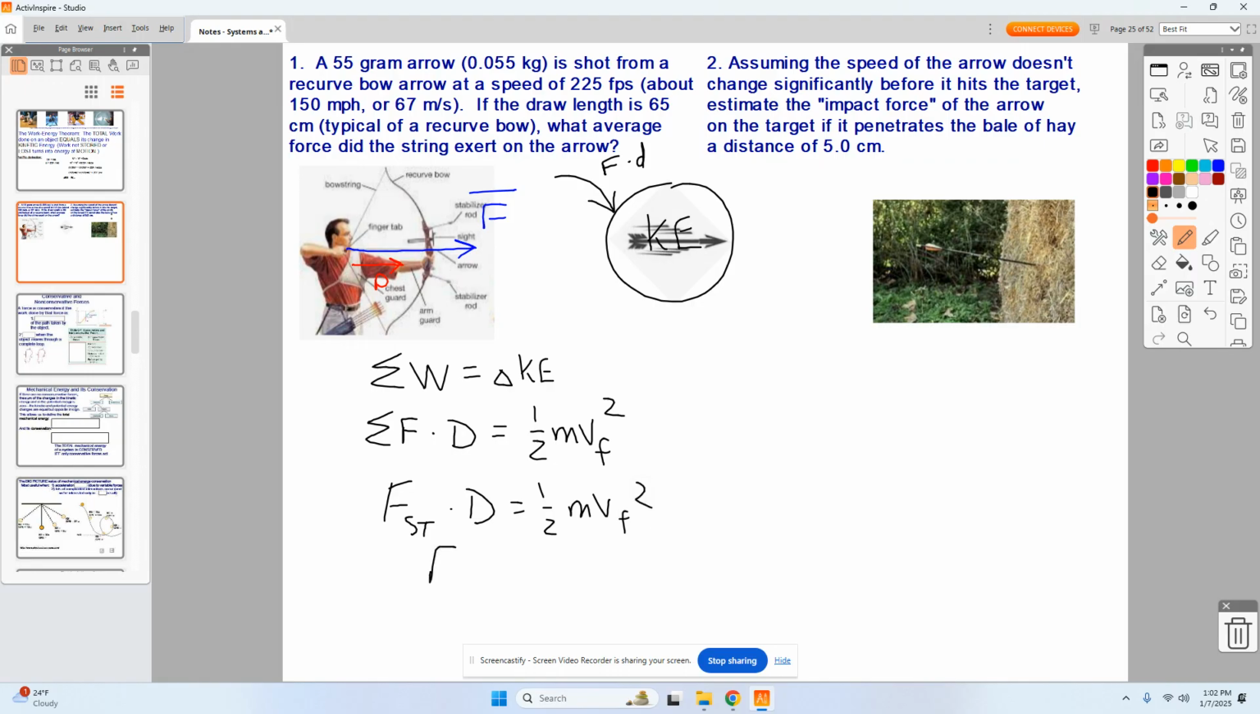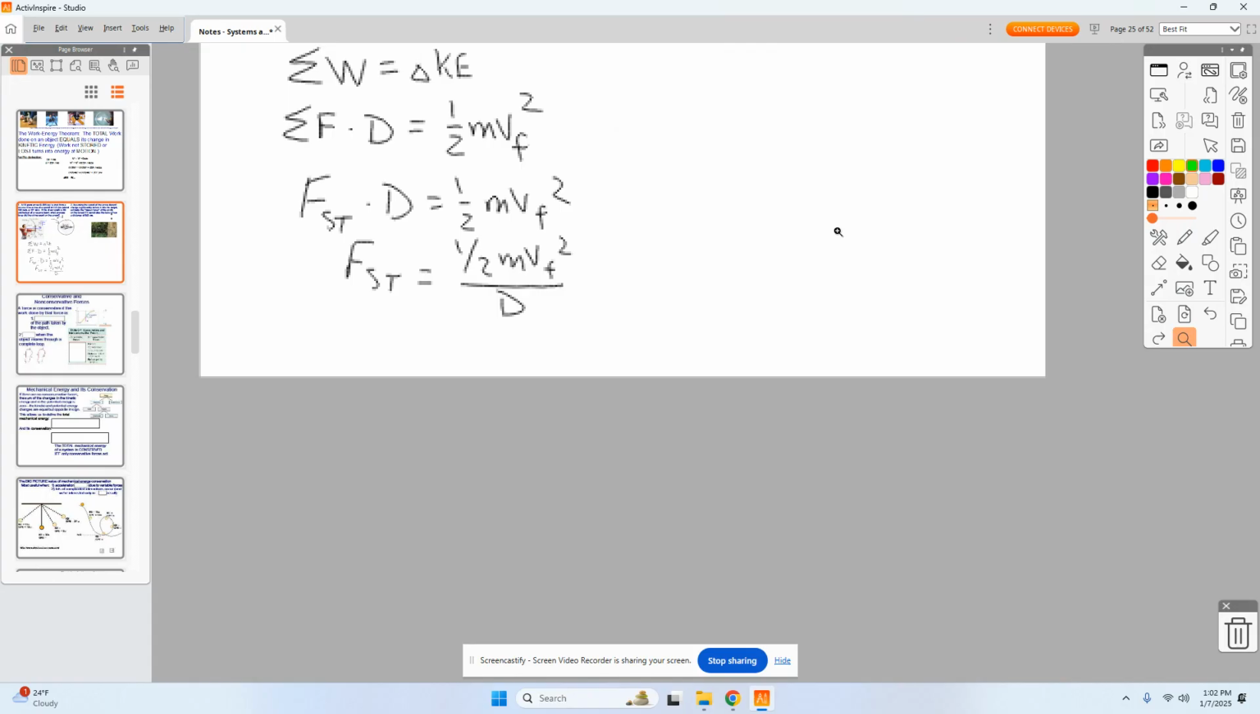I'm looking for the force from the string, so all I'm going to do is divide the kinetic energy it acquired by the distance through which that force acted. Very quickly, I can get a sense of how much force is acting by using the work energy theorem. Technically speaking, this is an average force, so I'm going to put a bar over top of that.